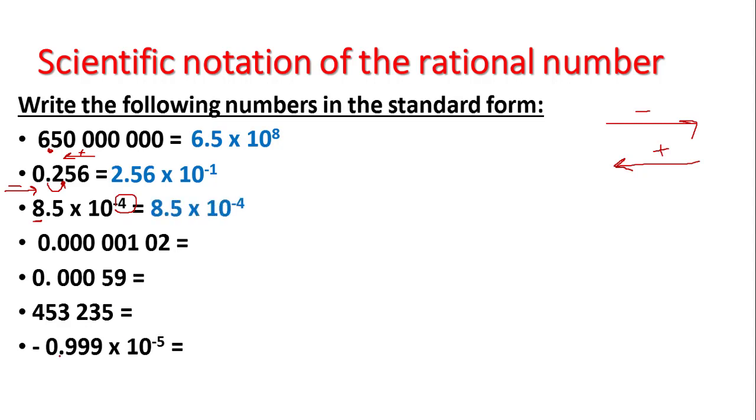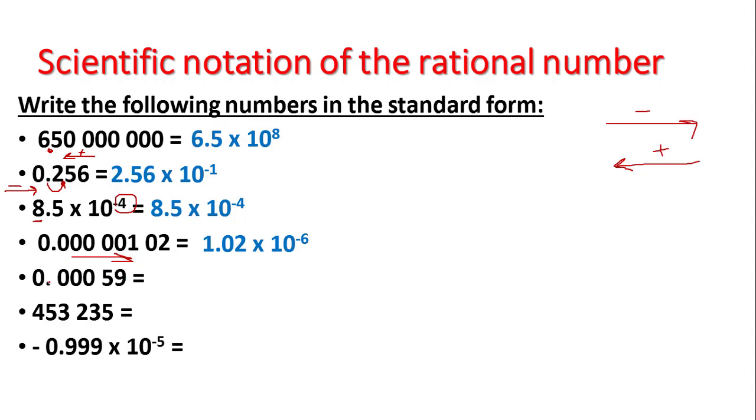The next one, I want a number with only one digit greater than 0, from 1 to 9. So I move the point to the, yes, excellent, to the right. So I know now that the power will be negative. Let's count. 1, 2, 3, 4, 5, 6. So I write 1.02 times 10 to the power negative 6, because I move this point to the right.